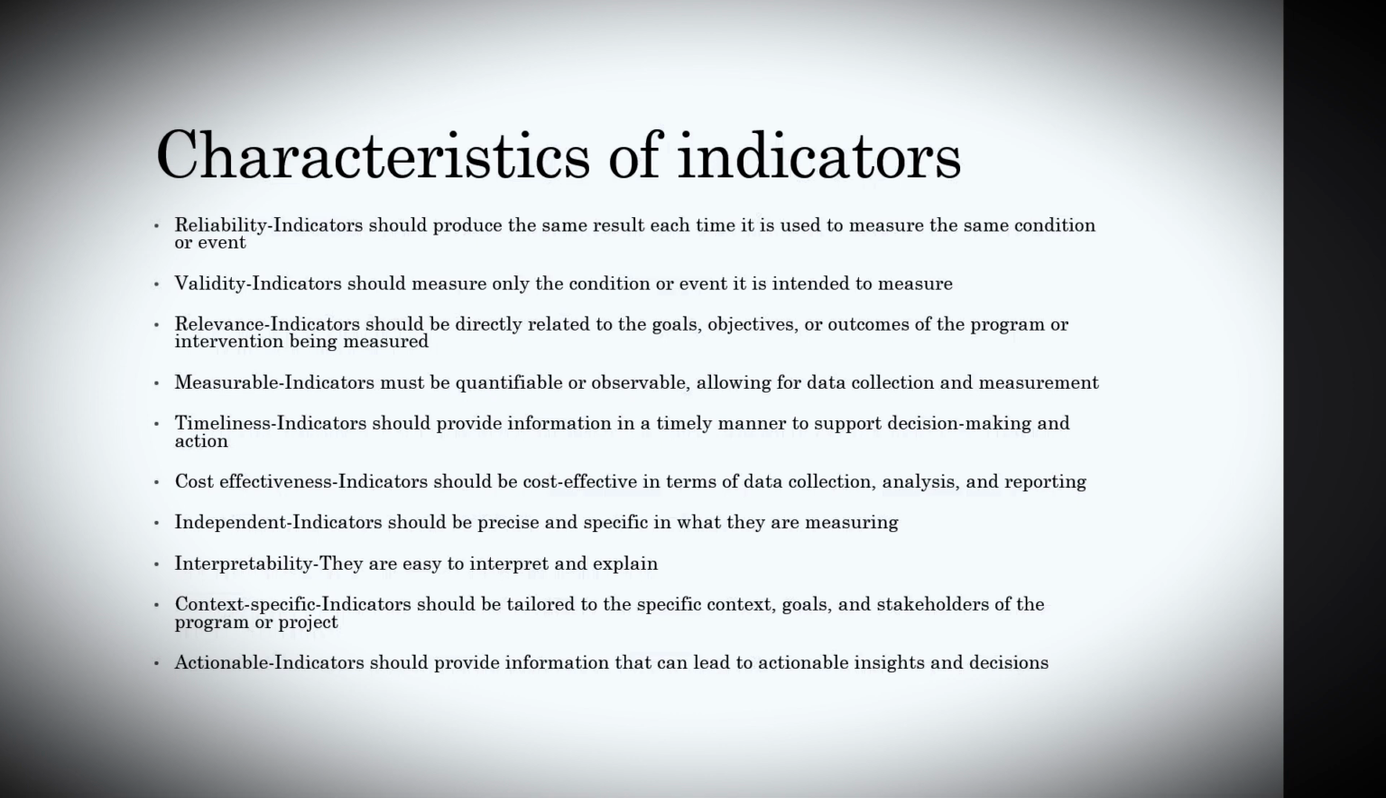Indicator must be valid. Indicator must measure only the condition or event that it is intended to measure. Indicator must be relevant. Indicator must be directly related to the goals, objective, or outcome of the program or intervention being measured. Indicator must be measurable or quantifiable or observable.